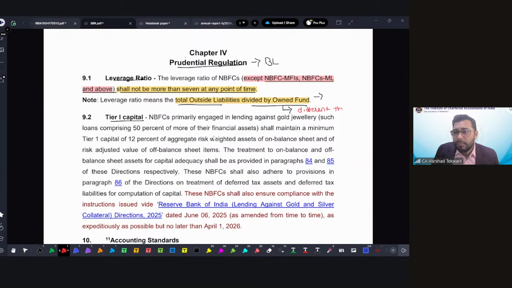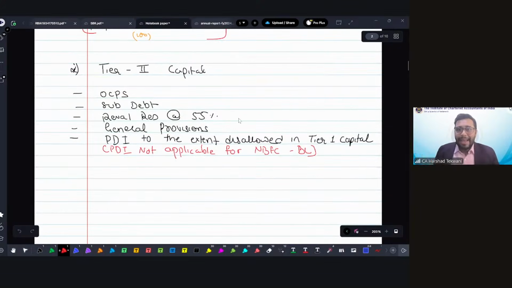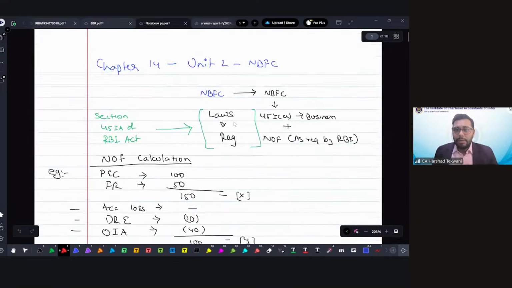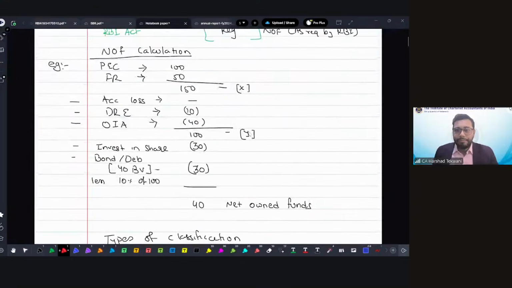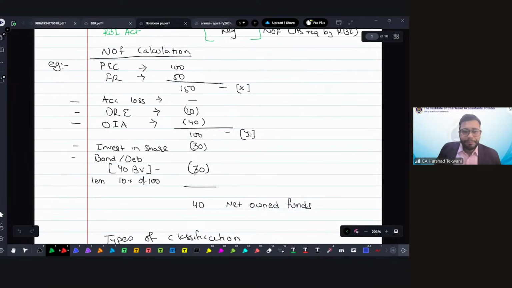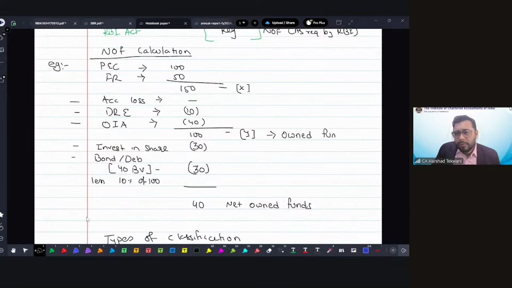Yes, sir. That own fund will not subtract the investment in shares and the investment in bonds of the group company. That is the only difference between them. Correct. So based on the formula, remember we said there is a line in between, and till this particular amount, it was own funds. Below that, if you do the adjustment, you will get net own funds.